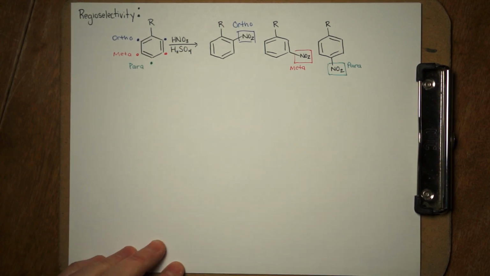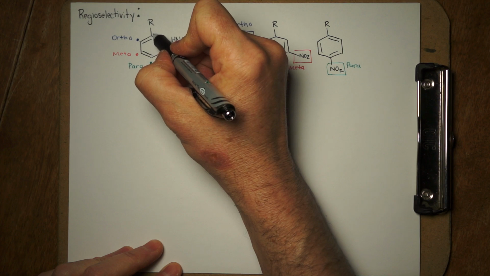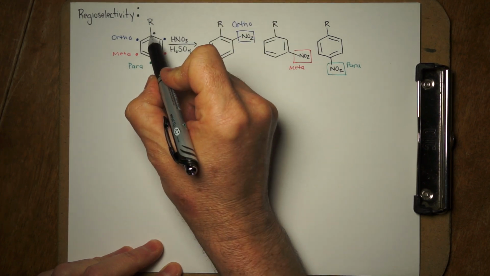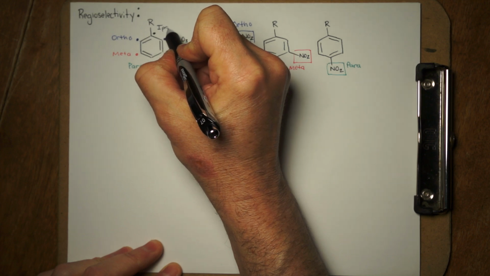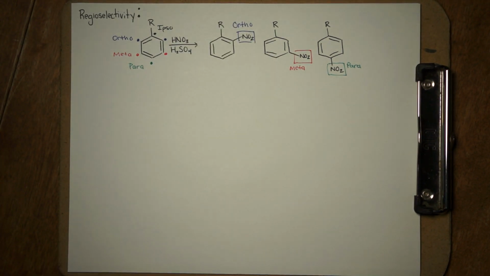Another position name to know is the position where the R group sits on the ring, and we refer to that as the ipso position. Although we can't do ipso substitution, we can't get a substituent to sit on the ipso carbon, we do need to know that term because we're going to look at resonance structures in this video where a charge ends up on the ipso carbon.